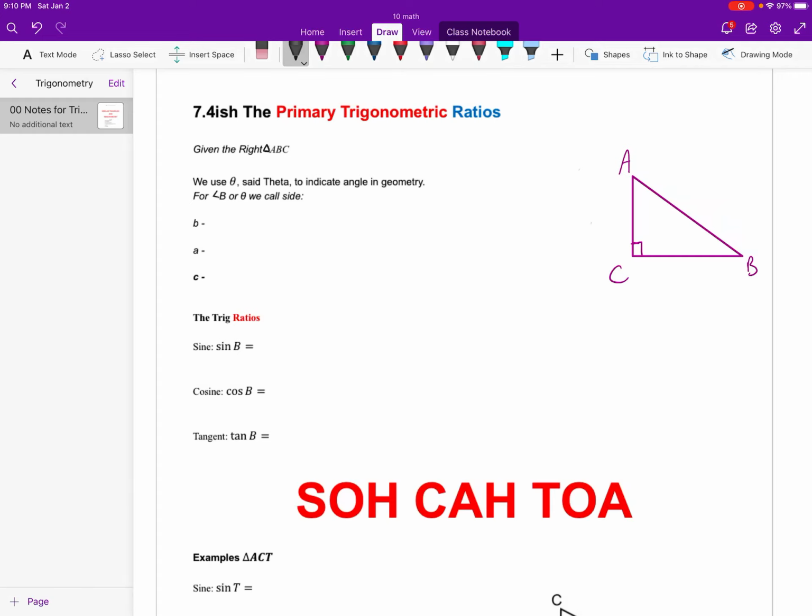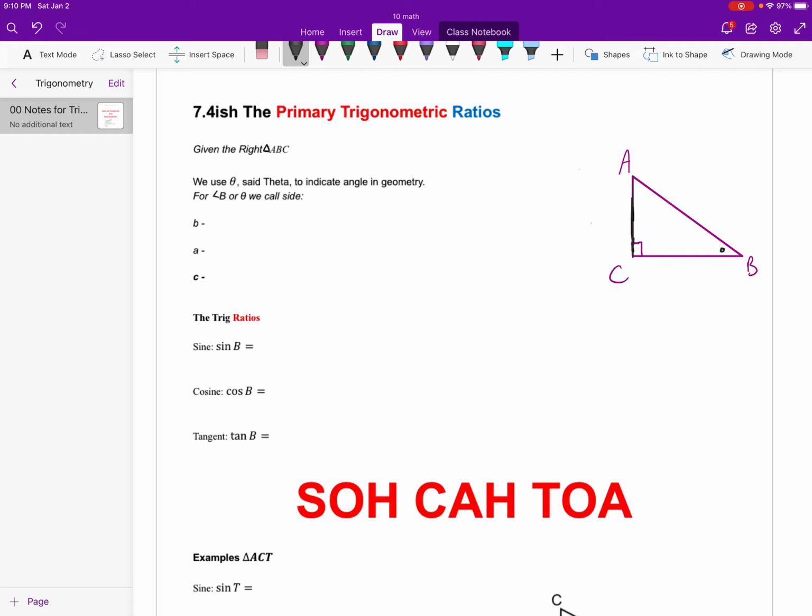Let's look at the primary trigonometric ratios. It's known that there is a relationship between the three sides of a right-angled triangle and its angle. What we know is that a larger angle will create a larger opposite side. So if this angle right here at B becomes larger, then this side length here, AC, will become larger as well with the growth in the angle.